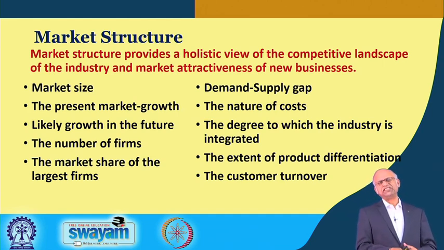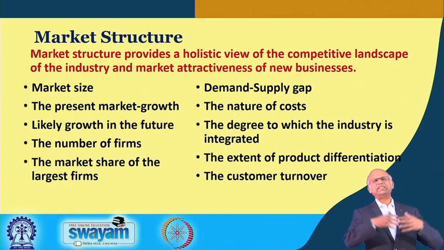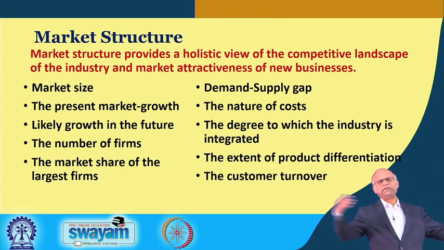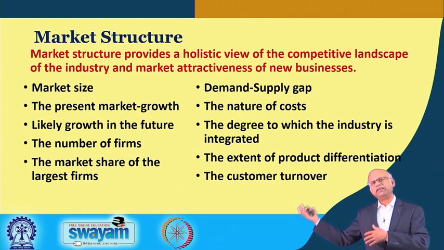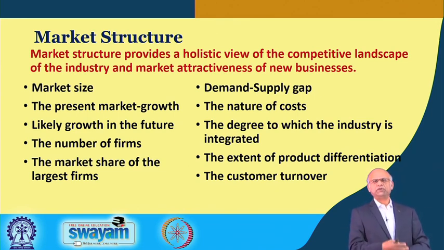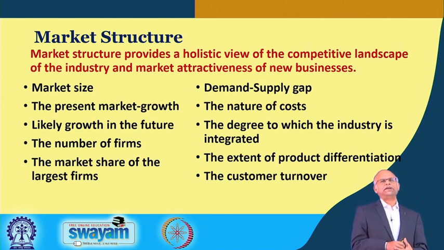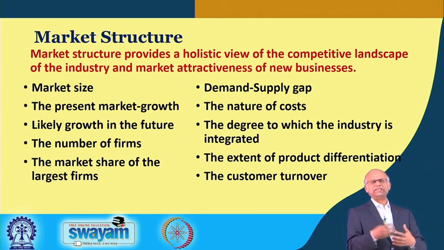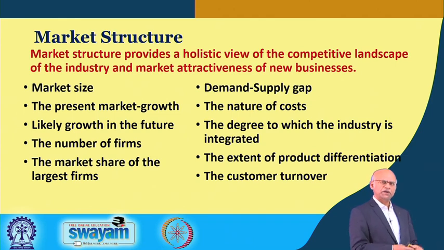The degree to which the industry is integrated, forward, backward integrated. If the industry is highly integrated and you are present only in a small part of the value chain, starting from raw material, then finally the finished product, you are just catering to a small part, it is very difficult to sustain. So, you need to be integrated. Having integration at the beginning itself is going to be very difficult. So, that is not a good market structure. The extent of product differentiation, if everybody is offering some kind of differentiation in product, and if you are not capable of identifying a new niche, a new differentiation in your product, it is going to be very difficult.